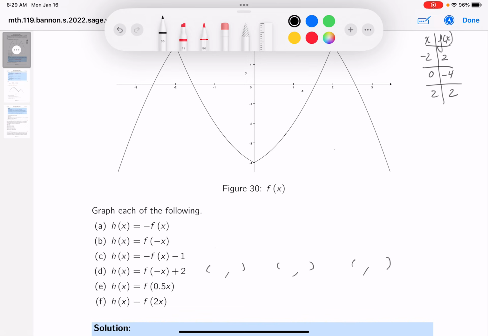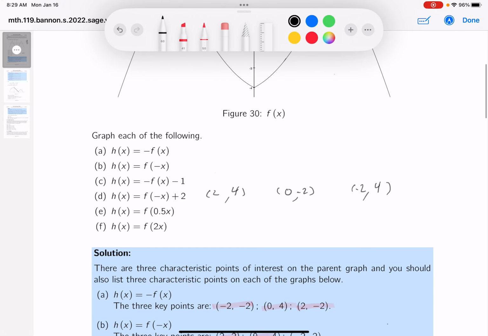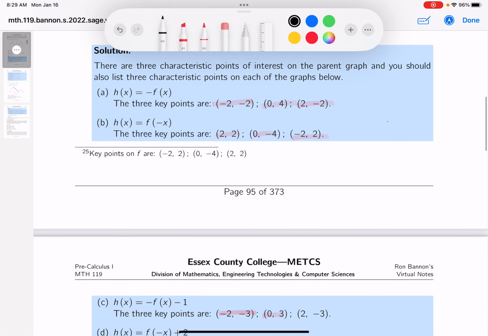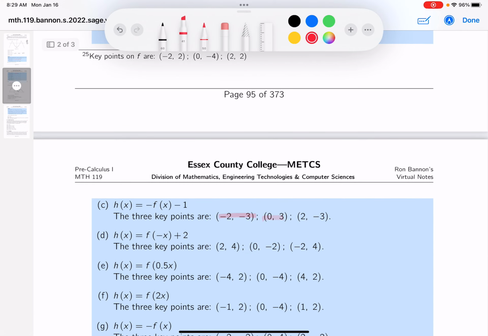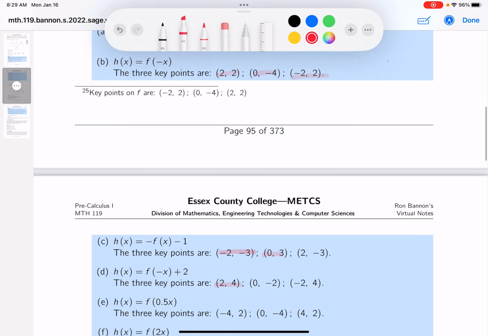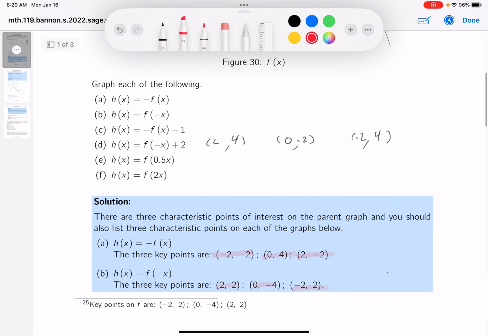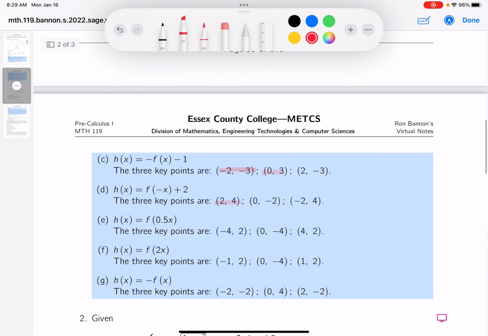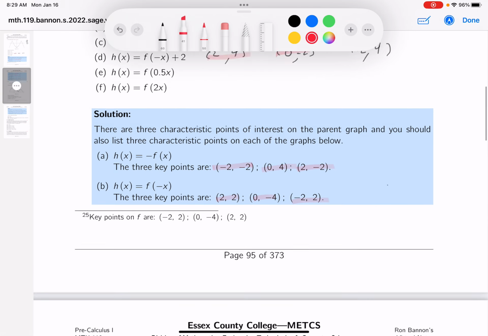Let's take a look. And what do you get there? 2, 4. Let's see, 0, minus 2. And then it's going to be minus 2, and then 4. All right, let's go to our K. We're looking at D now, and I want to see I got those points over there. So we're on D, 2, 4, 0, minus 2, and minus 2, 4.